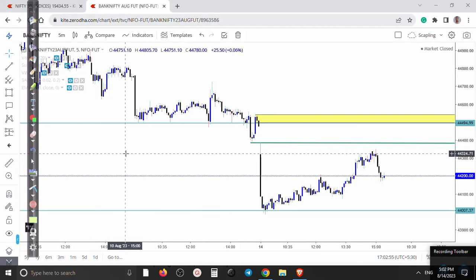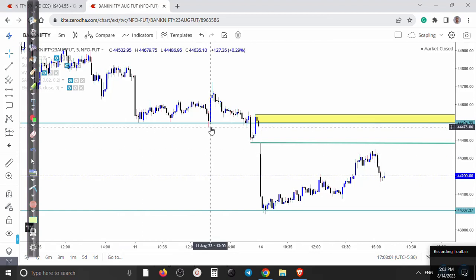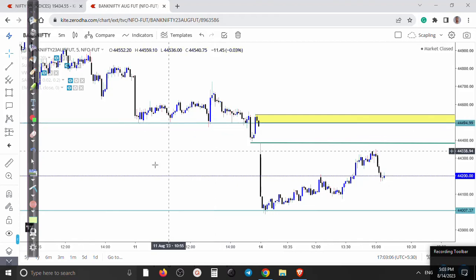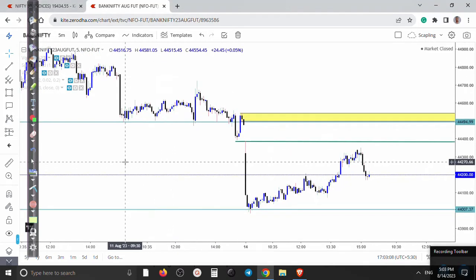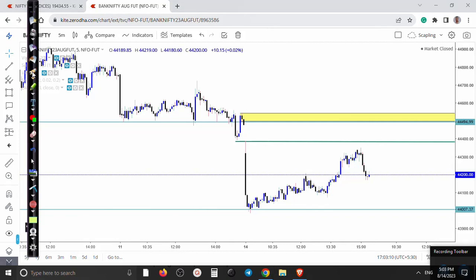Alright guys, this is Bank Nifty and August future chart. So as we discussed earlier, we are looking for short after breaking this level of 44,500.